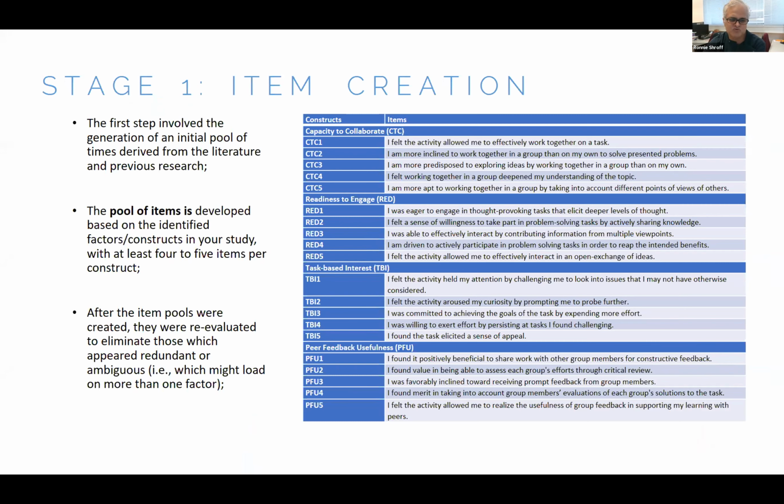After the item pools were created, we then evaluated them to eliminate those which appeared redundant or ambiguous. What does that mean? That means those which might not have loaded correctly, or might have loaded onto more than one construct.